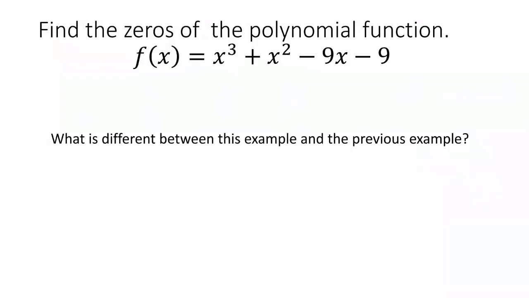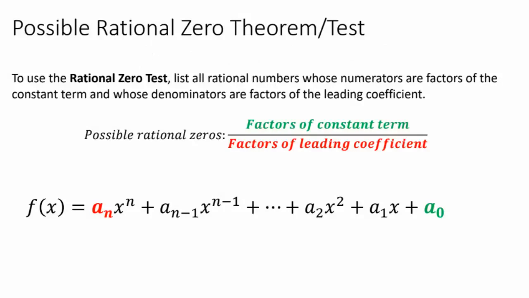Now this example is nice because they gave me one zero. But what happens when they don't give you any zeros? Okay. So for example, here, find the zeros of the polynomial function, and they don't even give me one zero. So that is the difference between this example and the previous one. And so what are we going to need to do?